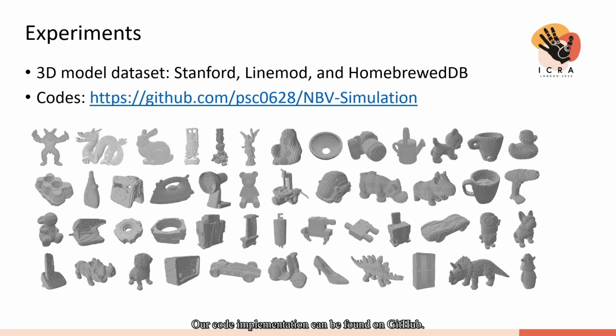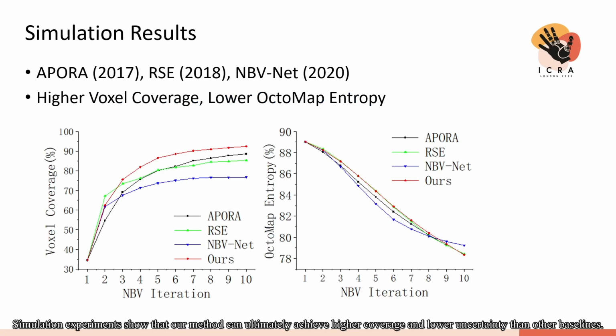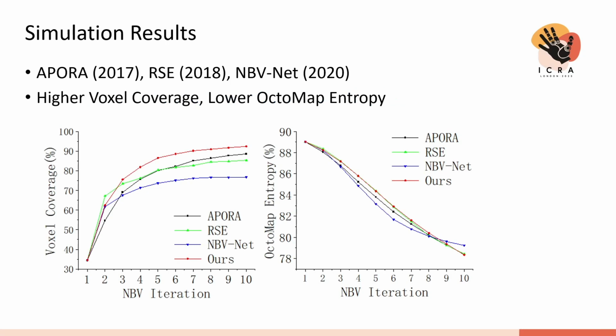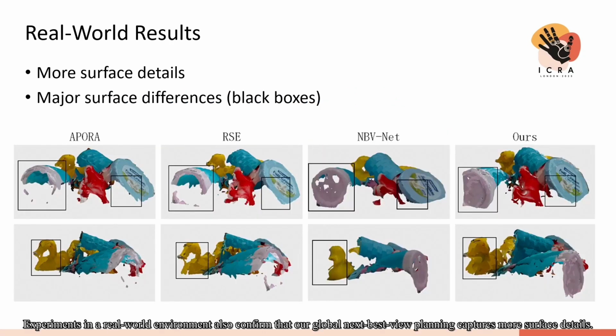Our code implementation can be found on GitHub. Simulation experiments show that our method can ultimately achieve higher coverage and lower uncertainty than other baselines. Experiments in a real-world environment also confirm that our global next best view planning captures more surface details.